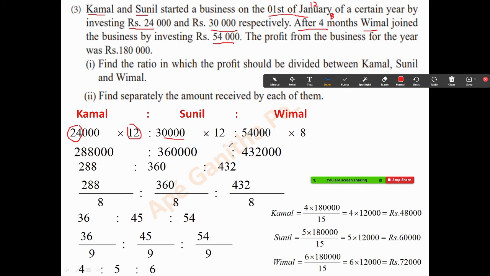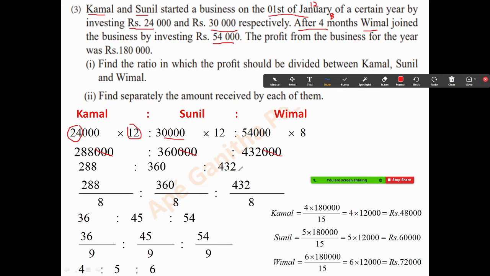Now check how many common zeros there are, because we want to simplify this ratio. We can take 3 zeros from here. Here 4, here 3, so the common zeros are only 3. Cut 3 zeros from here, and from here also 3 zeros. Then here 288 remains, here 360 remains, here 432 remains.